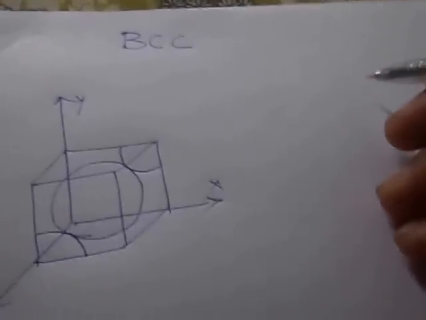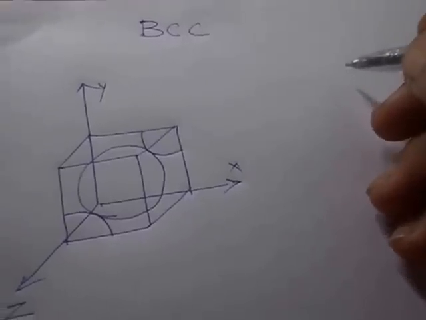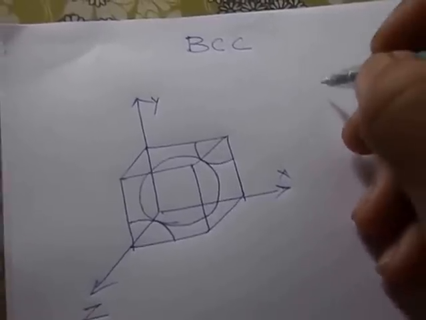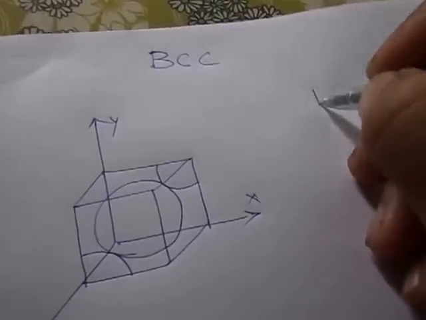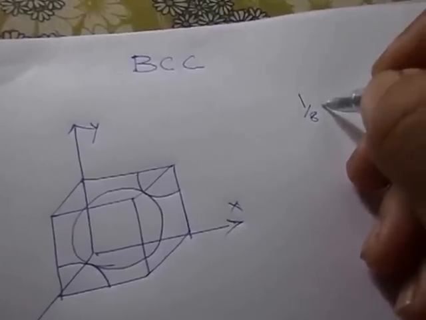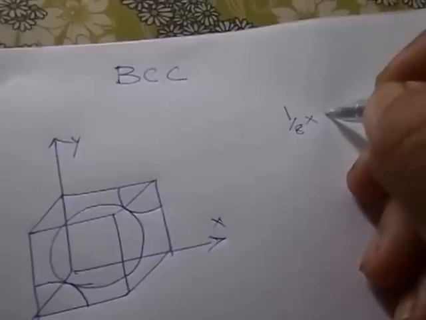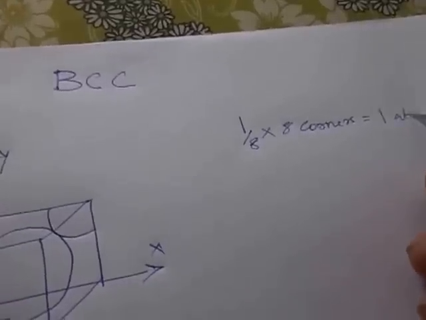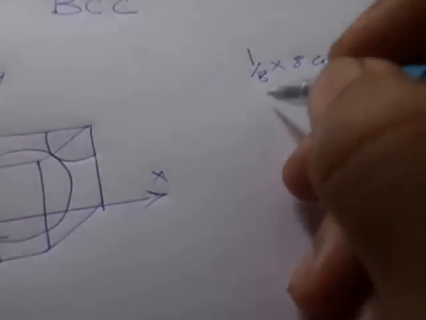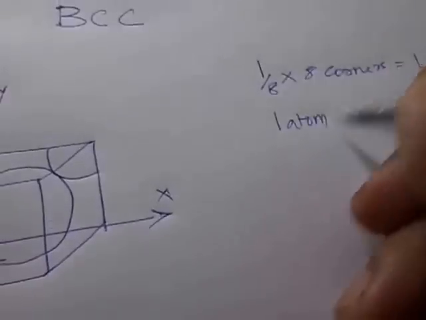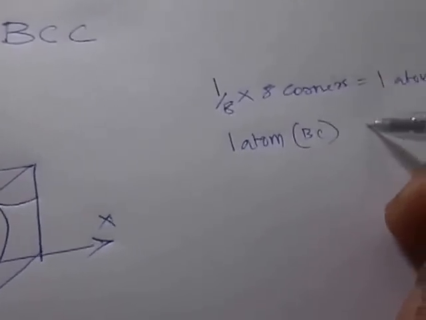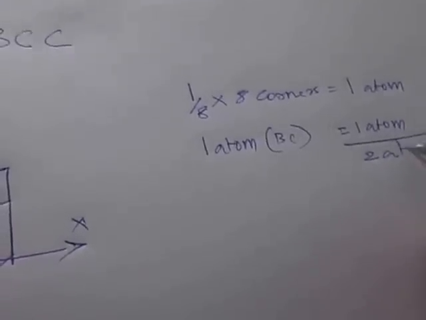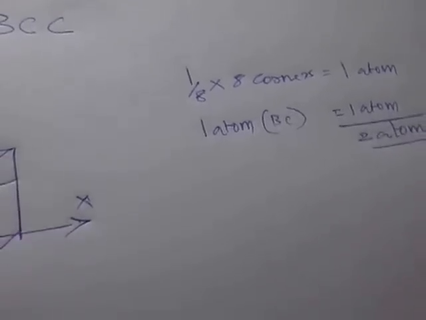Okay, well then we can go and find the total number of atoms inside a unit cell to find the packing fraction equation. 1/8 of an atom in each corner into 8 corners makes one atom, and one atom inside at the body center. So totally there are 2 atoms in BCC.